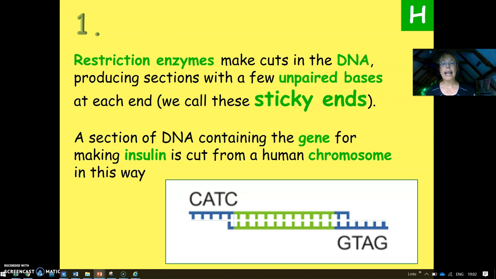Pause the video, and I'd like you to copy the explanation in one row and the diagram in the second row.